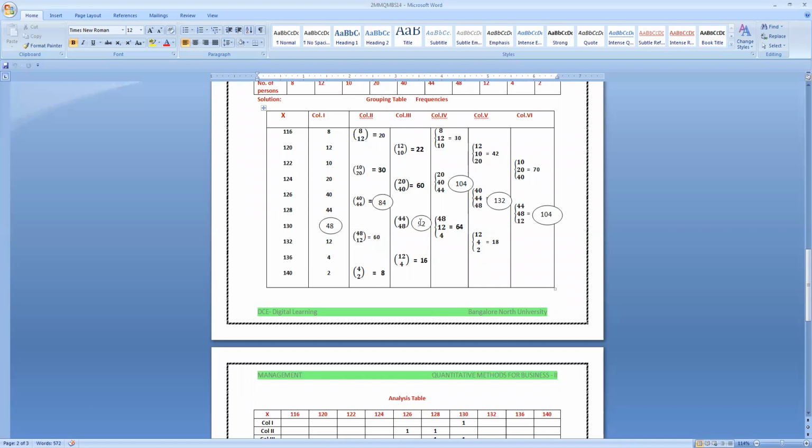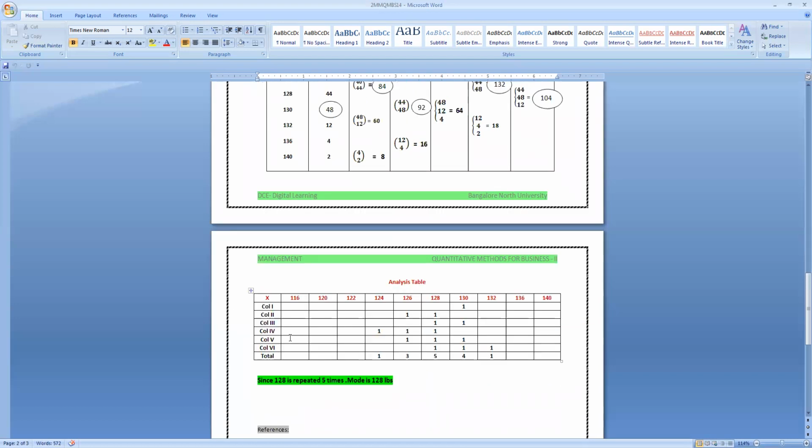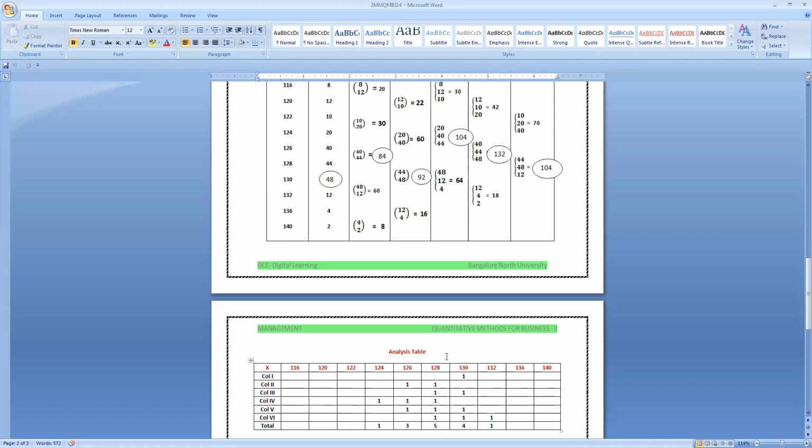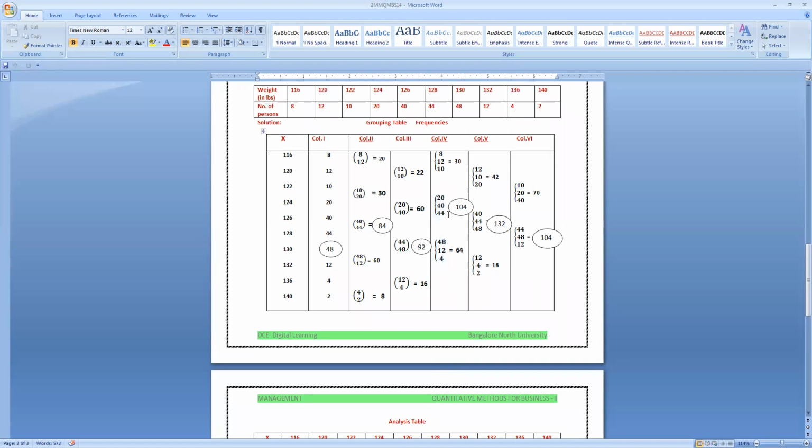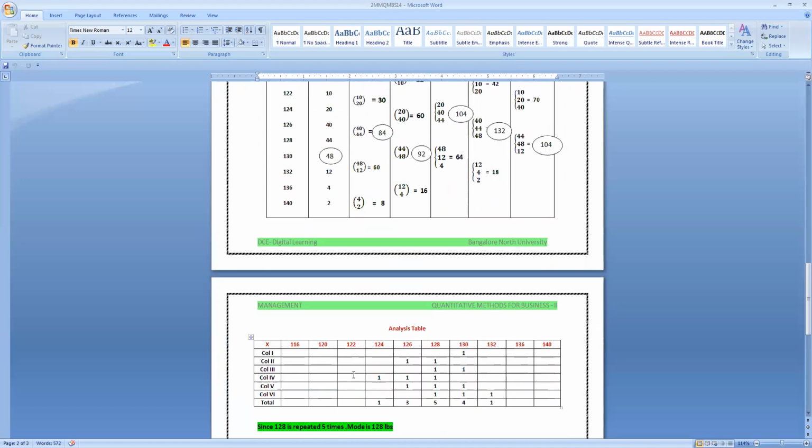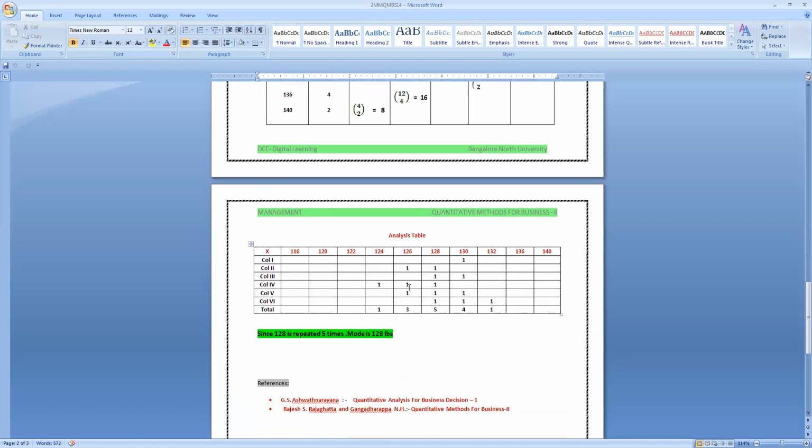Let us go for the third column. We have 92 as the total. How did we get this? By summing the frequencies 44 and 48. The variable values located in front of 44 and 48 are 128 and 130. So in column 3, we highlight 1 for 128 and 1 for 130. Then in column 4, the highest is 104. How did we get this 104? By adding 20, 40 and 44. Corresponding variable values are 124, 126 and 128. Now in column 4, for 124, 126 and 128 we should mark 1.